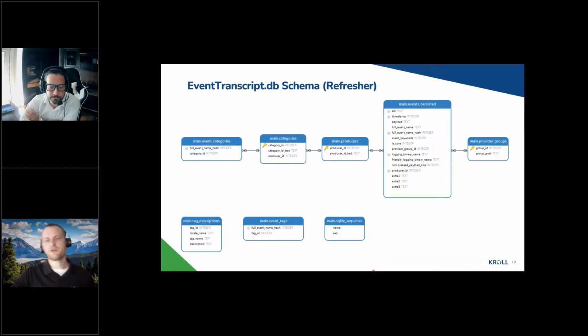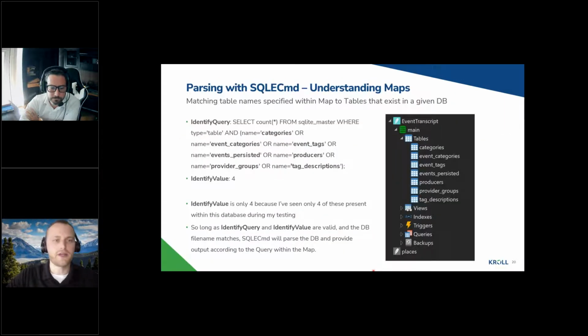So here's a refresher of the EventTranscript.db schema, and I'll probably pop back to this in a second. But here's the map for EventTranscript.db that we're going to talk about right now. So I talked about the identify query and the identify value in that map. This is copy pasted from that map, and I just want you to understand what this is doing, because not only will it help you understand what it's doing for this database, it'll also help you understand what SQLECmd is doing in general.